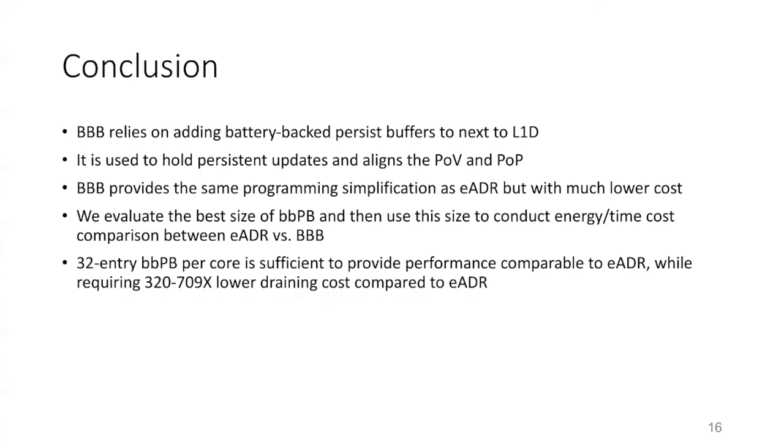In conclusion, in this paper, we propose BBB, which relies on adding battery-backed persist buffers next to the L1 cache on each core. These buffers will be used to hold persistent updates and align the point of visibility and the point of persistency. With that, our solution provides the same programming simplification as EADR, but with much lower cost. We evaluate the best size for the persist buffer, and we use that size to conduct energy and time comparison with EADR. And we show that with 32 entries per core, our solution can provide performance comparable to EADR while requiring significantly lower draining cost compared to it.